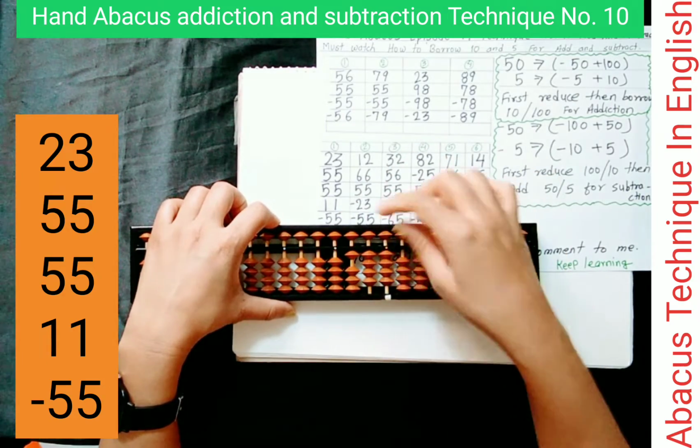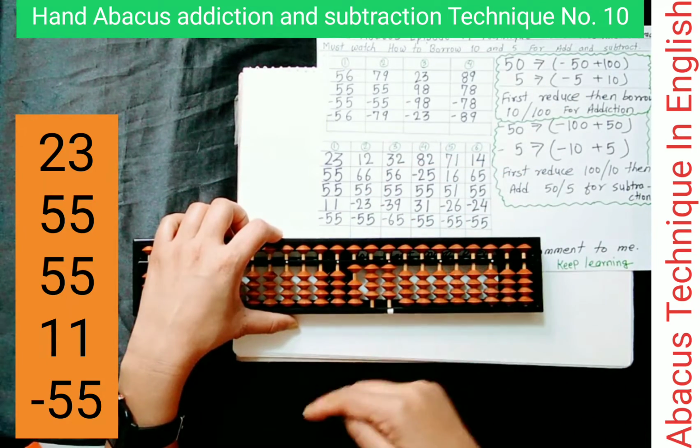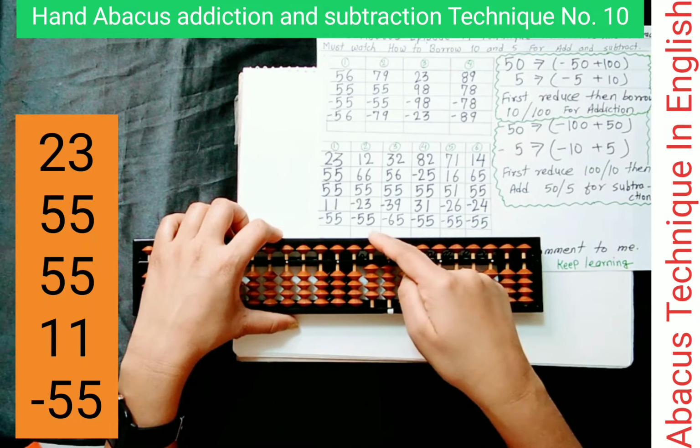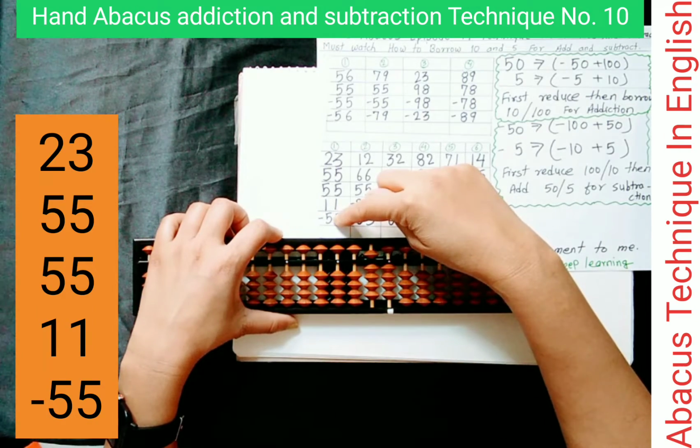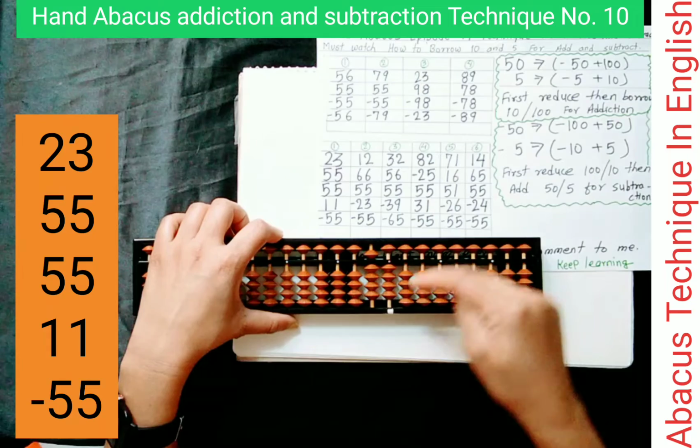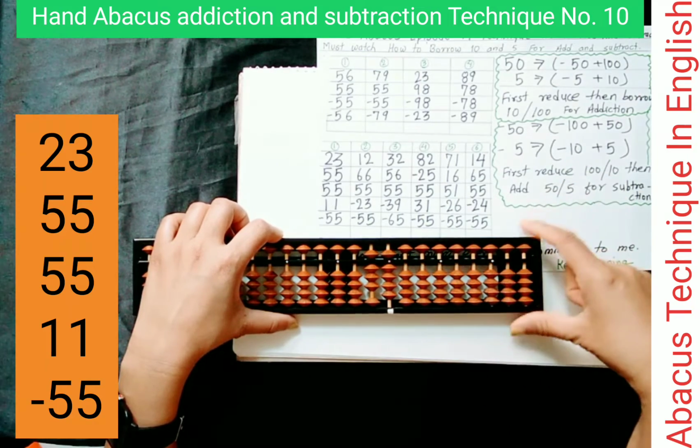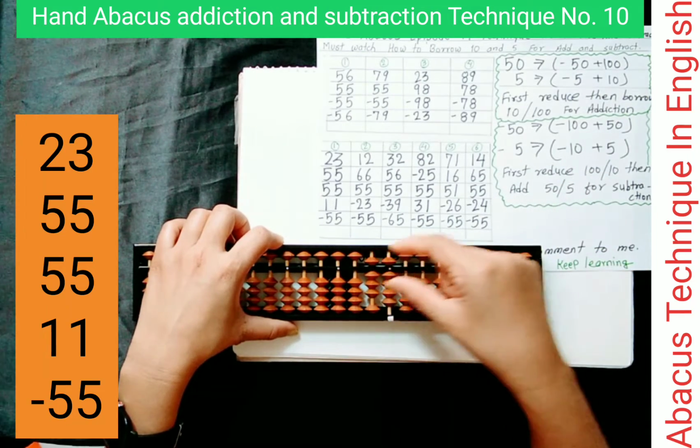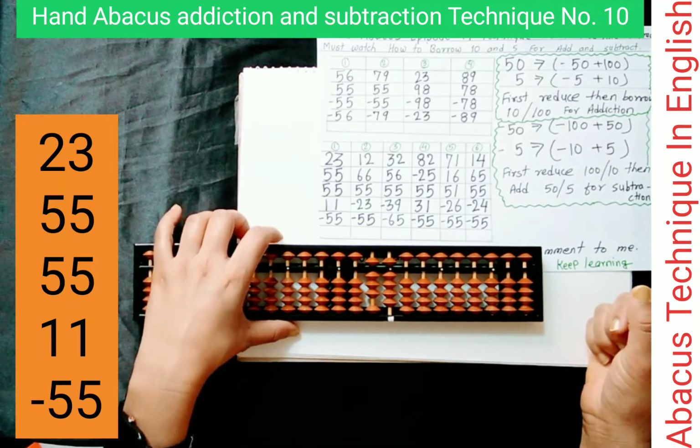And next is 111 and reduce 55. First reduce 100 and add 50 to reduce 50, and for 5 reduce 10 and add 5, and your answer is 89.